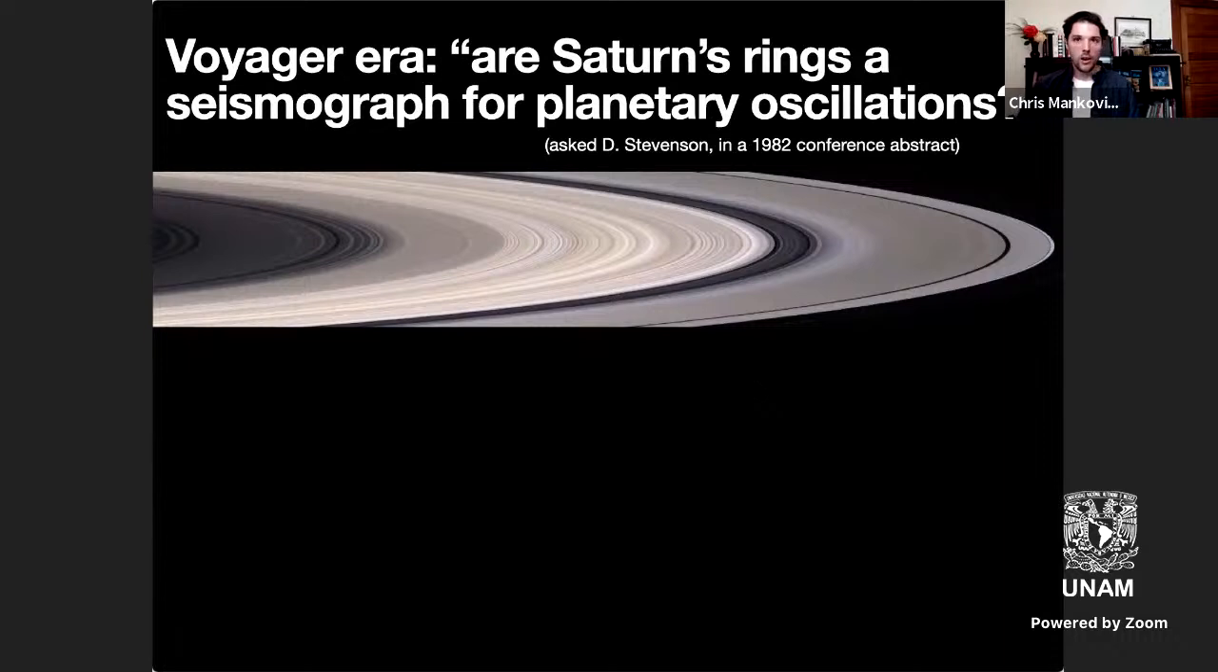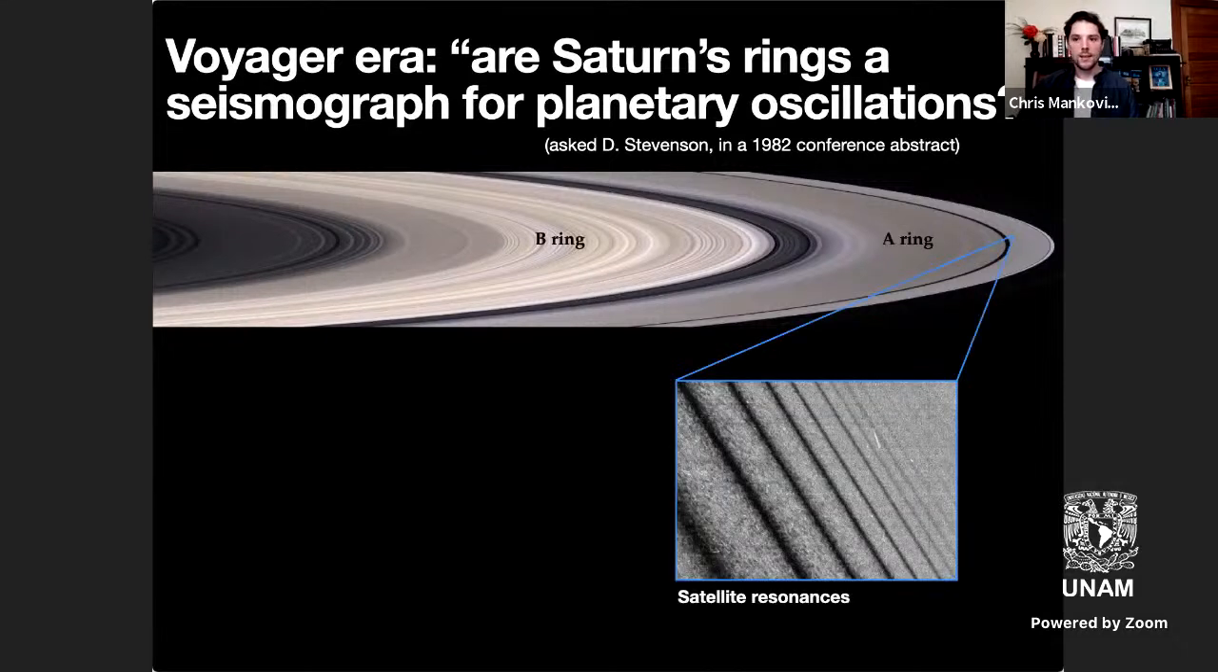So around the Voyager era, the 80s into the 90s, there was a question that arose from my now colleague at Caltech, Dave Stevenson: are Saturn's rings a seismograph for planetary oscillations? Like I mentioned, the rings are full of satellite resonances. This is one example of a density wave that is out in the A ring. This signature of decreasing wavelength is the direction of propagation as you move away from the resonance. So this is a satellite resonance with some satellite propagating outward in the rings. This is the signature of a forcing frequency that's slower than the ring orbital frequency.